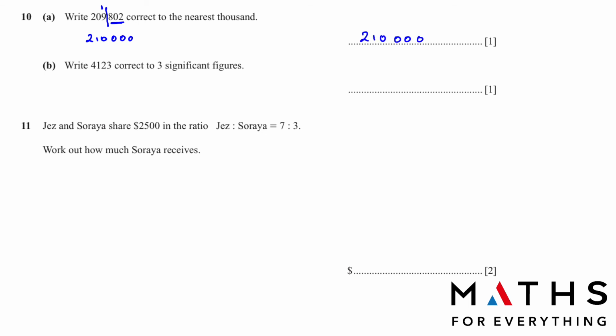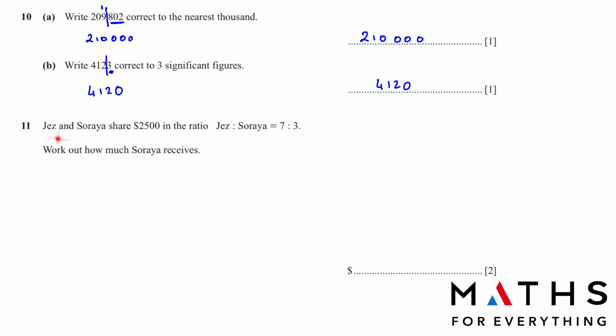210,000. Write 4,123 correct to 3 significant places. So we count 3 numbers, we draw a line there. The number after the line is less than 5, so we don't add any number. We don't add 1 to the number before, we just leave it as 4, 1, 2, and in place of 3, we put a 0.